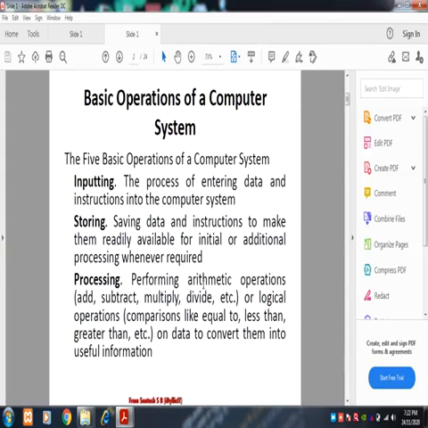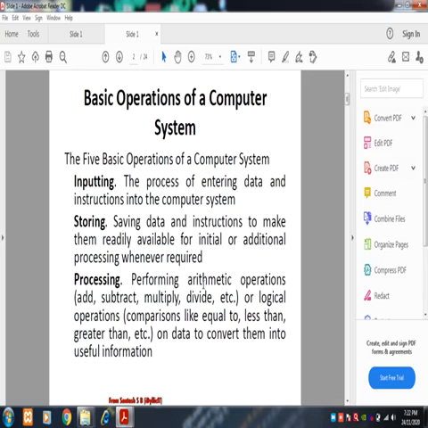Computer system. Okay, so guys, I already told that there are 5 basic operations of the computer system, mainly 4, but coming to the organization, we can say the 5 basic operations of the computer system. So the first one is what, guys?